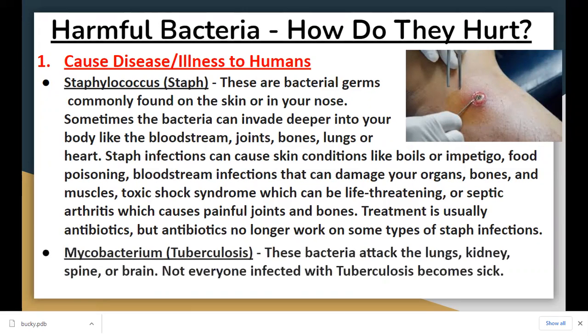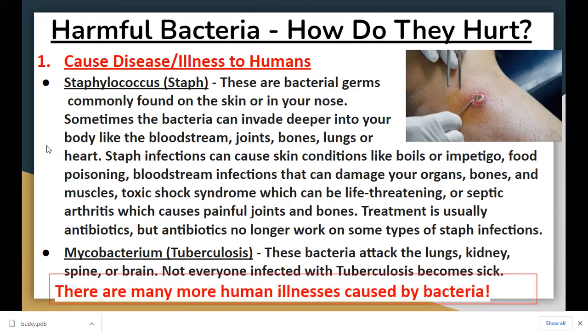Then there is Mycobacterium, this causes tuberculosis. These bacteria attack the lungs, kidney, spine, or brain. However, not everyone infected with tuberculosis becomes sick. There are many more human illnesses caused by bacteria, but again, I want to remind you that only 1% of the bacteria in our environment is harmful.